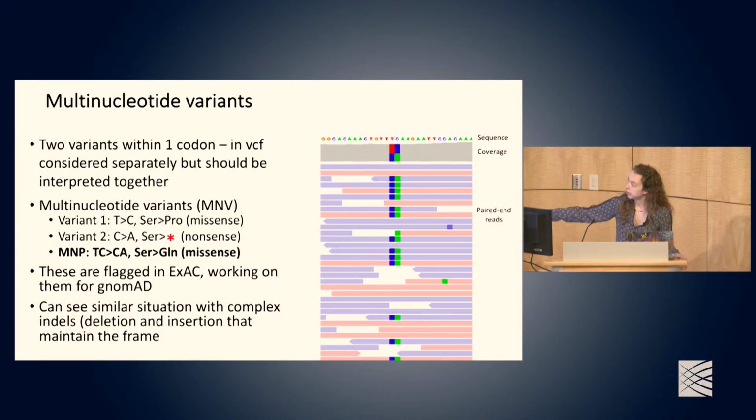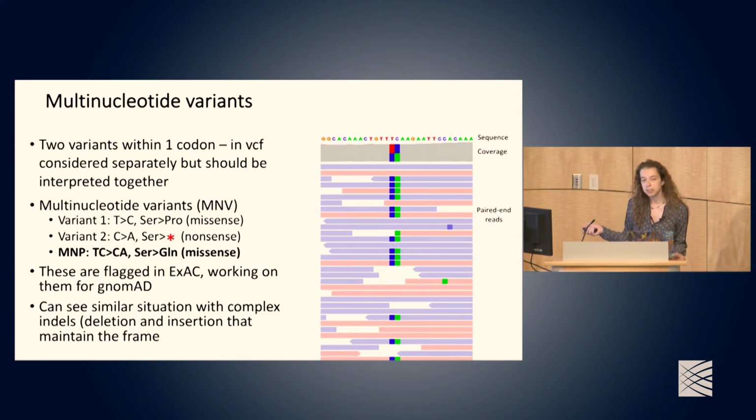And so really what's happening is a 2 base pair substitution, and so it's a serine to glutamine missense variant, so it's an entirely different missense variant than you were first thinking about. And so it's just important to be aware of these. They're super easy to spot if you just look at the read data, because there's two colors right next to each other, and so that would flag your attention. We flagged these in ExAC, and we're working on flagging them in gnomAD.